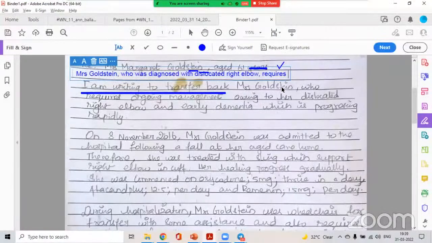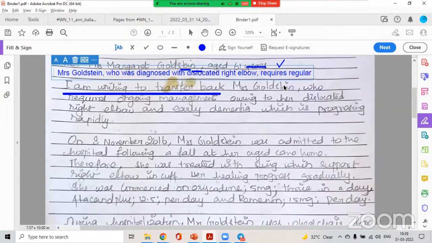Requires ongoing regular monitoring and appropriate management. Mrs. Goldstein, who was diagnosed with dislocated right elbow, requires regular monitoring and appropriate management following the discharge back to your facility.